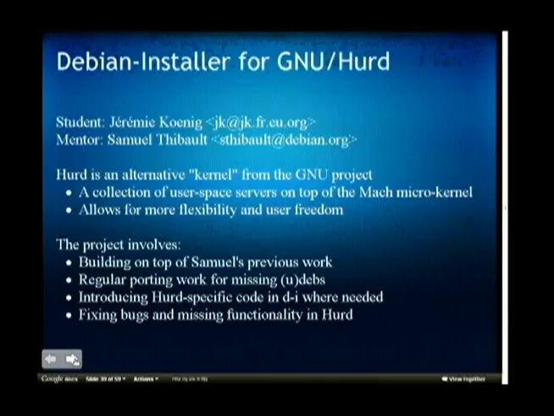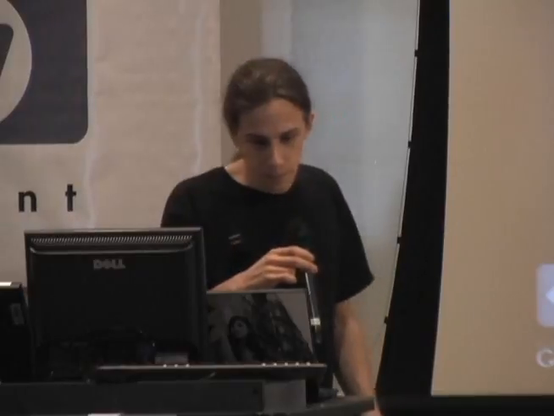I'm Jeremy Koenig, and I'm working together with Samuel Thibault on the Debian installer for Hurd. So you probably know Hurd is an alternative kernel for Debian, like kFreeBSD, for instance. And it's based on a microkernel, and most of the stuff is implemented in user space. So for instance, the whole file system code is in user space as a collection of daemons which interact with each other to provide a file system.